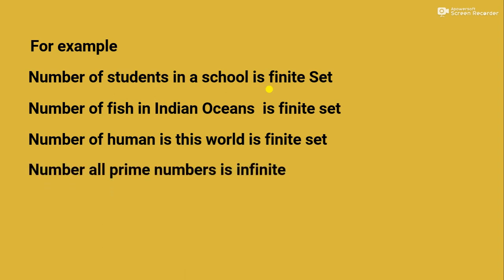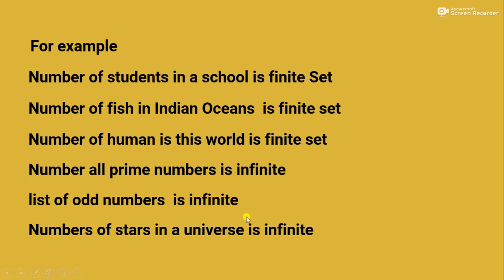So the number of all prime numbers is infinite. So this is an example of an infinite set. Prime numbers mean 2, 3, 5, these are the numbers which can be divided by 1 and itself. We don't know how many prime numbers are there in this world. So this is infinite. Another example of an infinite set is the list of odd numbers. So the list of odd numbers is also infinite. And the number of stars in the universe, it is infinite as well as uncountable.